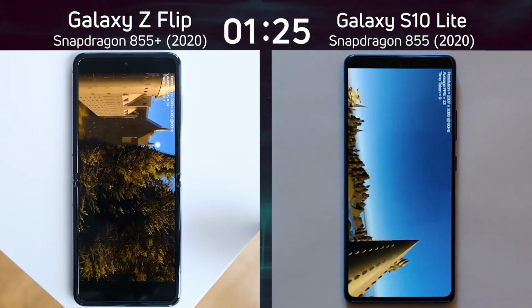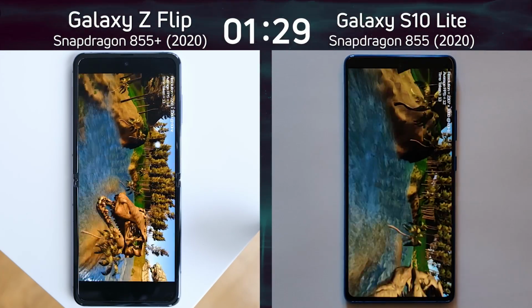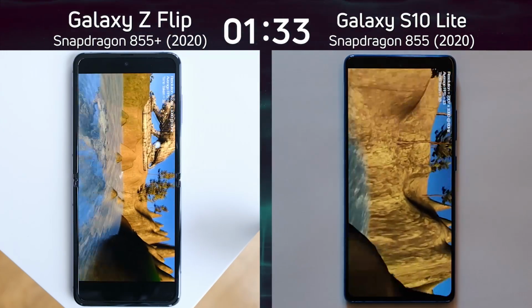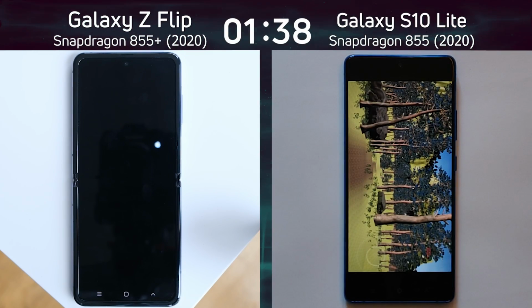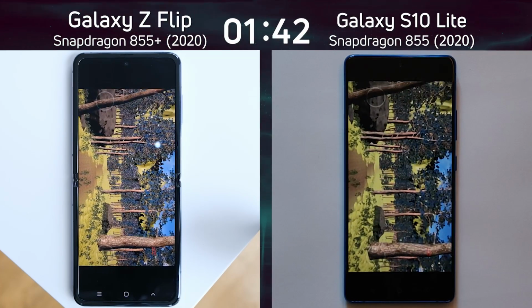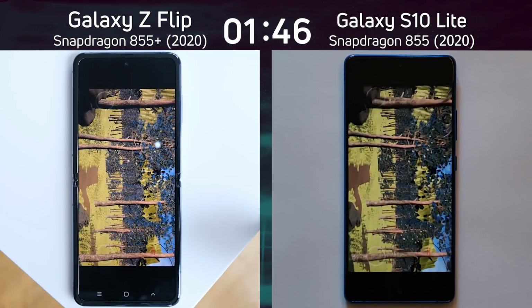Does one have a higher frame rate than the other? We're going to find out in a minute which one will get to the end of this test run first. Down to the water, both of them swinging down to the right hand side, pretty much neck and neck. Which one's first? Definitely the S10 Lite has maintained its lead at the moment over the Galaxy Z Flip as they now move their way through this Unreal test, through this forest setup, to see which one will get to the end of the path first.